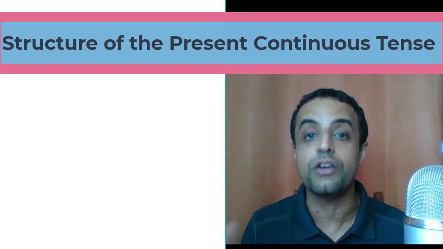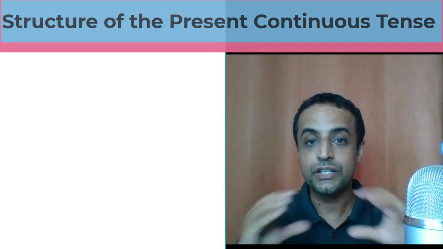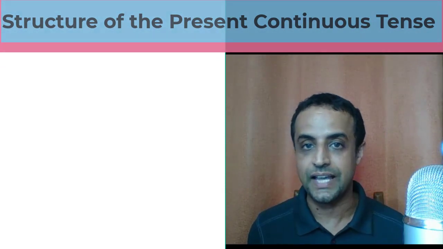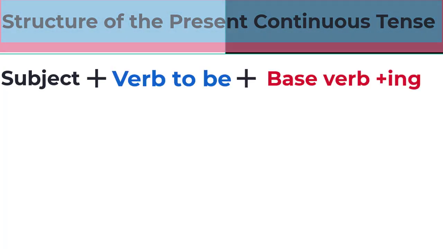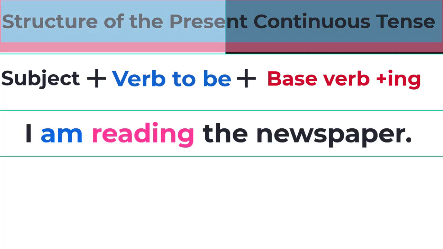First of all, let's take a look at the structure of the present continuous tense. It has a subject, verb to be, base verb, and plus ing. For example, I am reading the newspaper. Now, I am reading the newspaper.